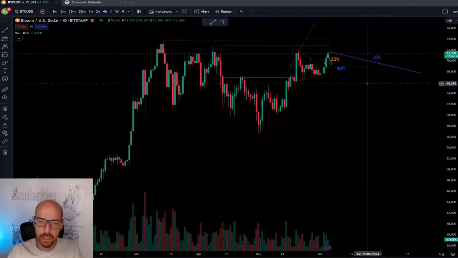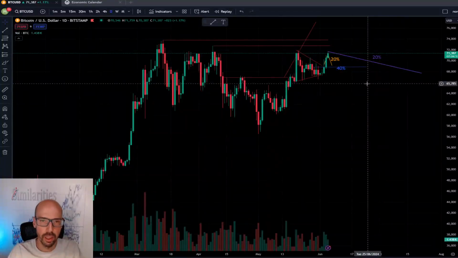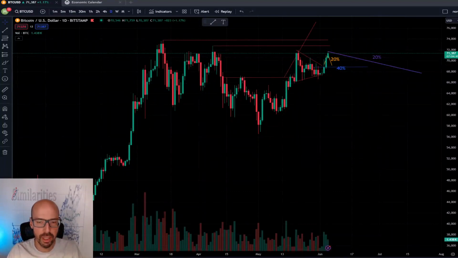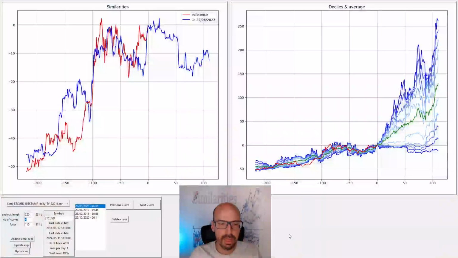The purple line is the expectation of a flattish behavior for the next 40 days on Bitcoin because of this similarities analysis. So this method takes the last period as a reference. Here you have the last 220 days on Bitcoin in red and looks in the past to find some similar pattern to have some indication on the future.